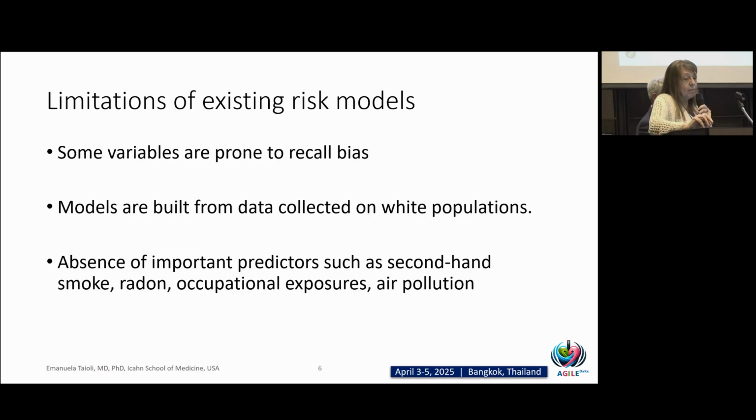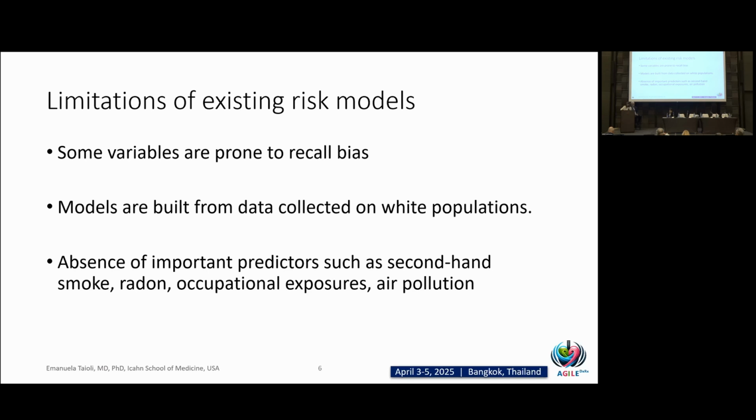We put together some of the concepts of the limitations of the existing models. Some of the variables are prone to recall bias. We're asking people to tell us what they do. It's very imprecise from an epidemiological point of view. We have models that are built mostly on white populations, so they may not be good for other areas of the world. And we realized that we should talk about how many predictors are really out of the models, like secondhand smoke, radon, occupational exposure, air pollution, a lot of things that we don't consider.